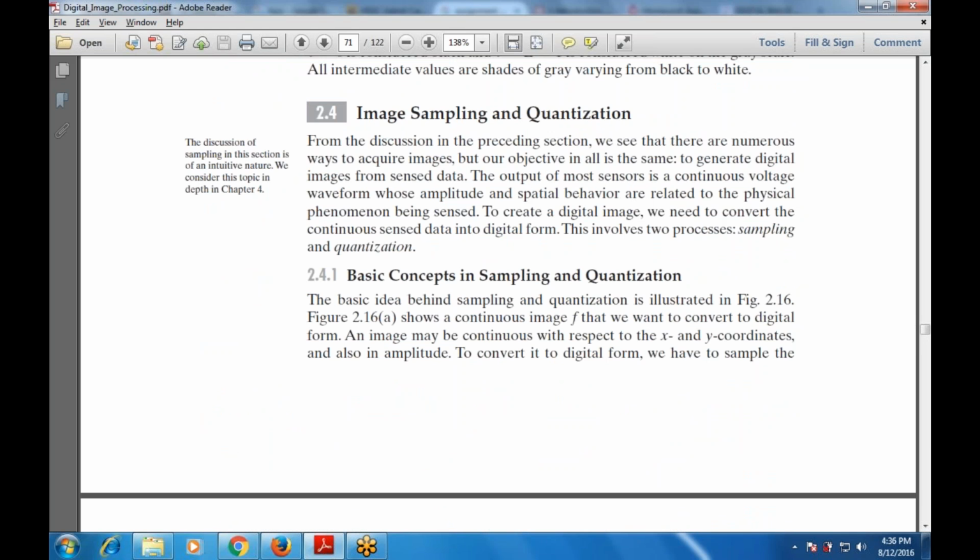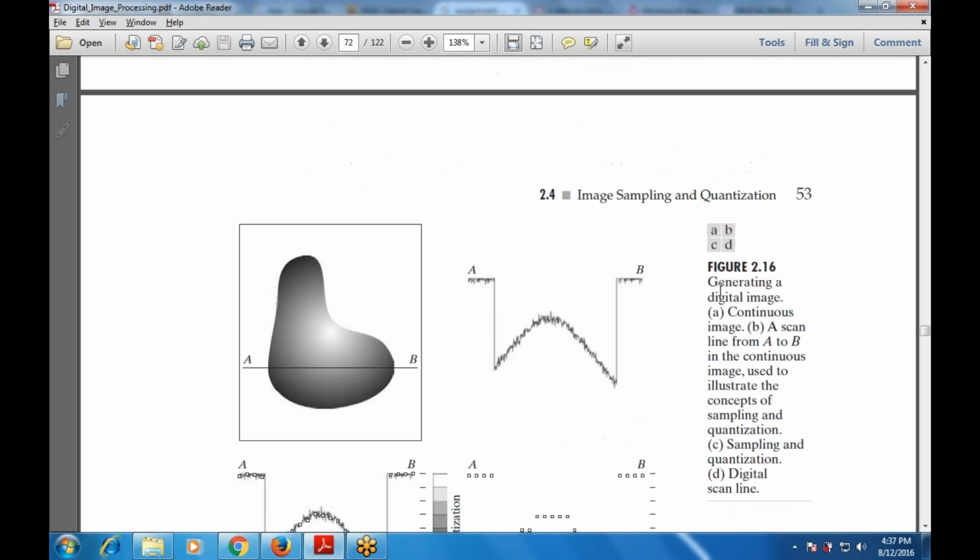Now, does anyone have any doubts about these concepts, that is, sampling, quantization, how the sampling is used, how the digital image is sensed, and how the output of the sensors is related to the physical phenomenon? Any doubts? Yeah, there are two processes in this: one is sampling, and one is quantization.